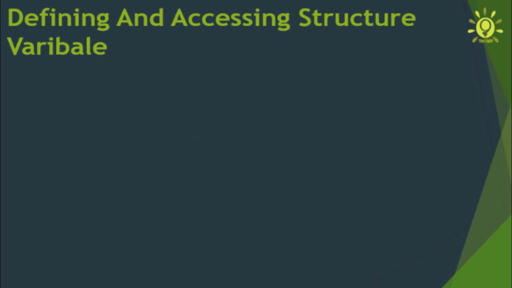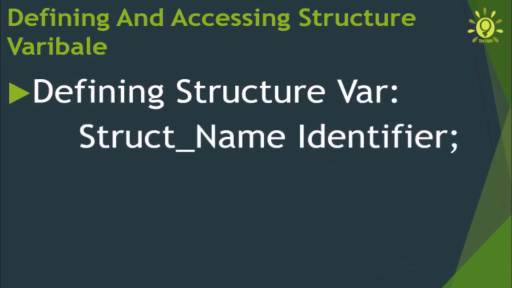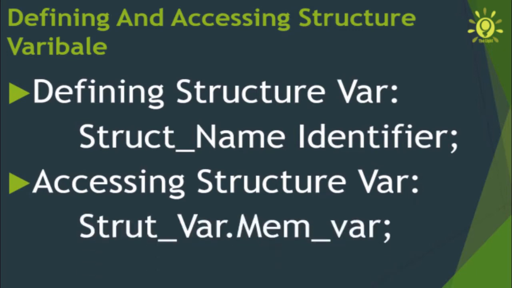So guys, the next one is how we can define and access a structure variable. Defining a structure variable: we use the structure name, then the identifier, and then terminate. For accessing a structure variable, use the structure variable, then the dot operator, then the member variable, and then the terminator. Let's understand all this with an example.